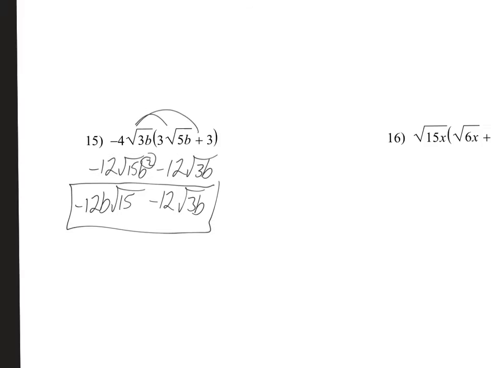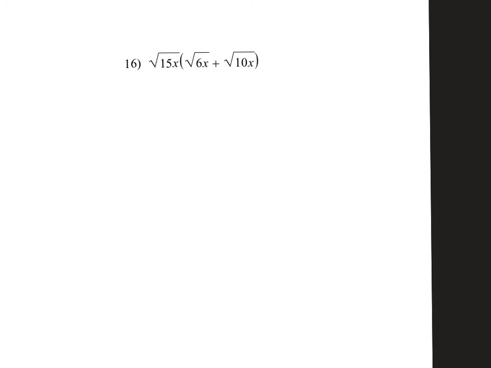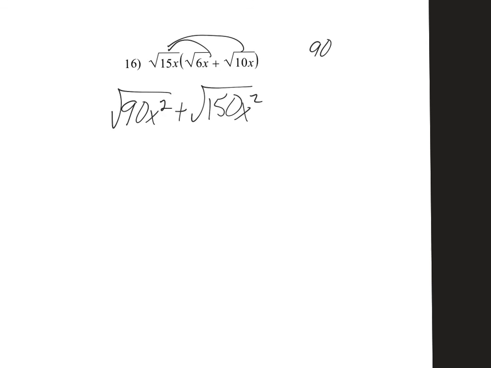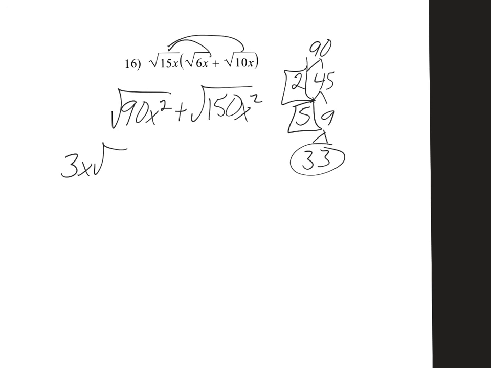Okay, and then the very last one, we have radical 6 times 15 is radical 90 x squared plus radical 150 x squared. Okay, so 90, I can split that up and say I have 2 and 45, I have 5 and 9, I have 3 and 3. So I have a pair of 3's, a 5 and a 2. And then I had 2 x's, so that means I have an x on the outside. So I have 3x radical 2 times 5 is 10, plus, okay, 150.